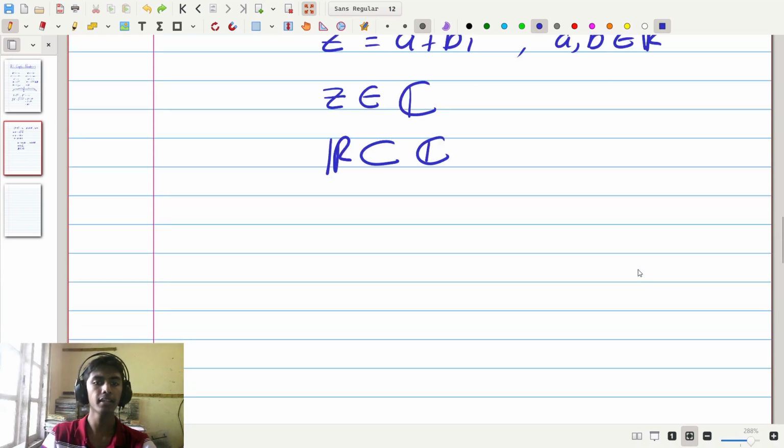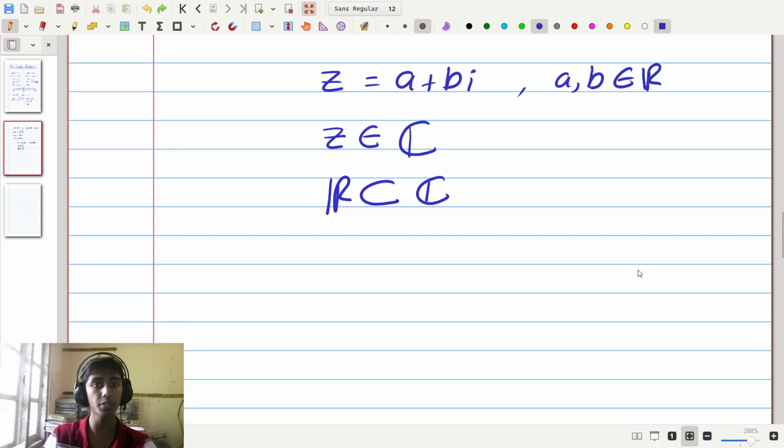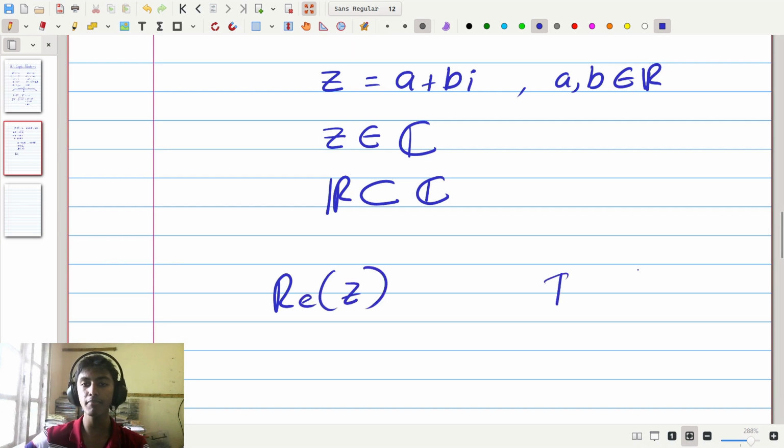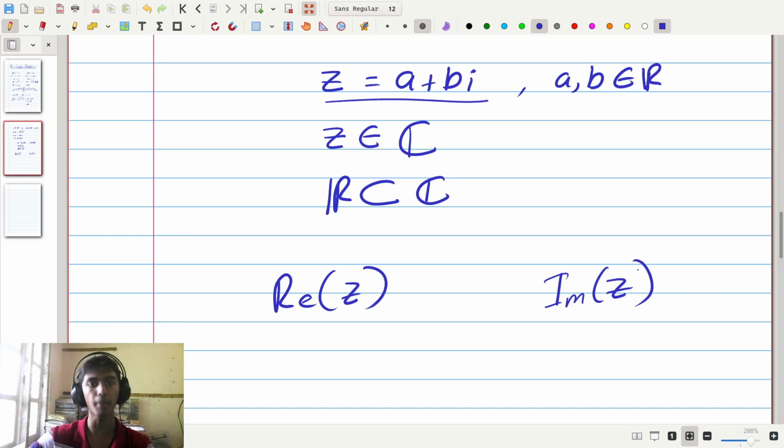But before that, let's quickly discuss two functions that we use with complex numbers to make our lives easier. These two functions are the Re function, which takes in a complex number, and the Im function, which takes in a complex number. These two functions give us the components of any complex number. The Re function gives us the real part of the complex number z.